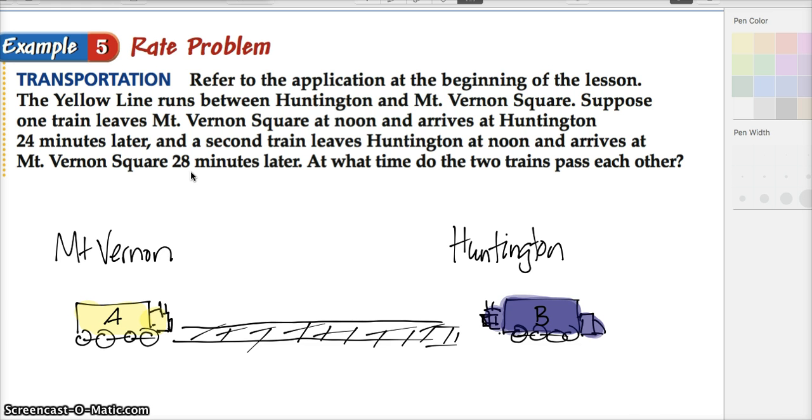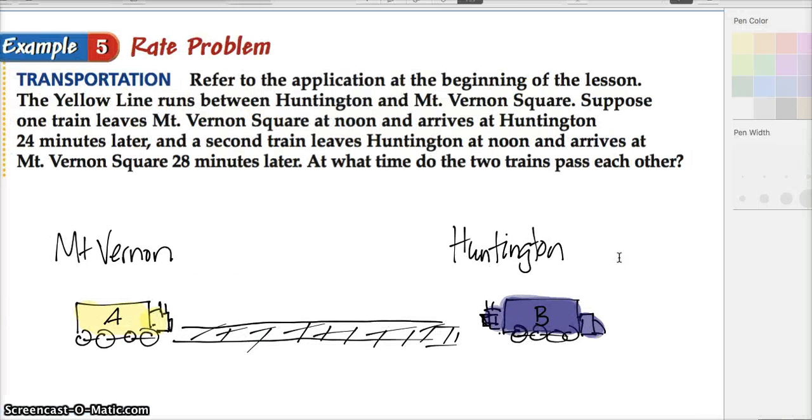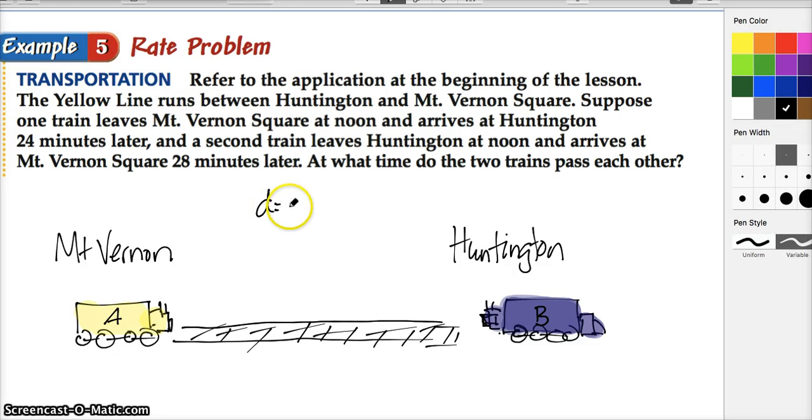One of the things that we would need to know is the distance, and we see that they're on the yellow line, and we're talking about the trains in metropolitan Washington, D.C. On the yellow line, the distance between the two stops would be 9.46 miles. So let's go back and add that information to our problem. So D is equal to 9.46 miles.